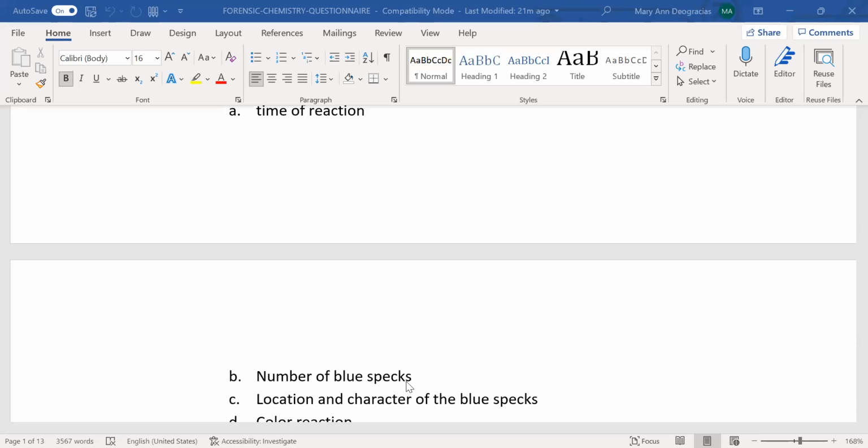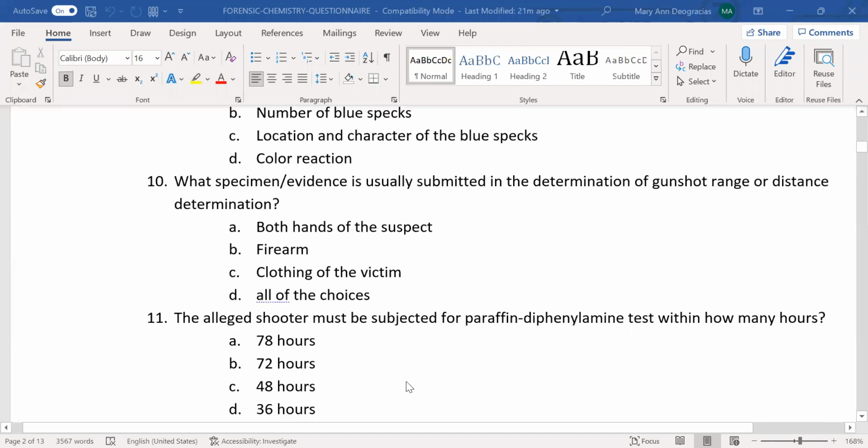Okay, next we have number 10. So what specimen evidence is usually submitted in the determination of gunshot range or distance determination? A, both hands of the suspect. B, firearm. C, clothing of the victim. Then letter D, all of the choices. Hindi po. It is the clothing of the victim. So both hands of the suspect, that is for the DPA paraffin test.